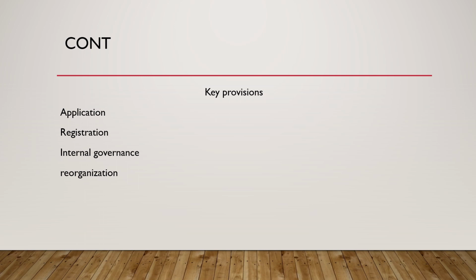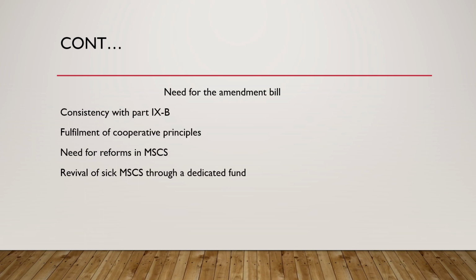Now let us see what was the need for the amendment bill. Consistency with Part 9B: the MSCS Act needs to be amended to bring consistency with the Constitution 97th Amendment Act 2011, which incorporated Part 9B in the Constitution of India. Then we have fulfillment of cooperative principles, which aims to plug loopholes in the existing legislation and strengthen governance in multi-state cooperative societies in accordance with the cooperative principles.